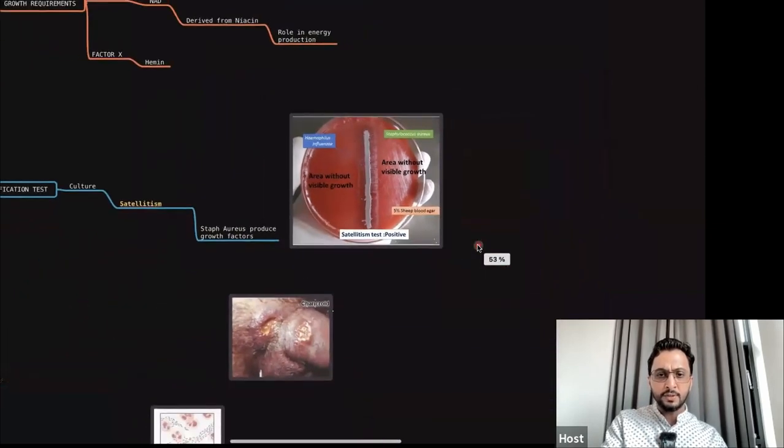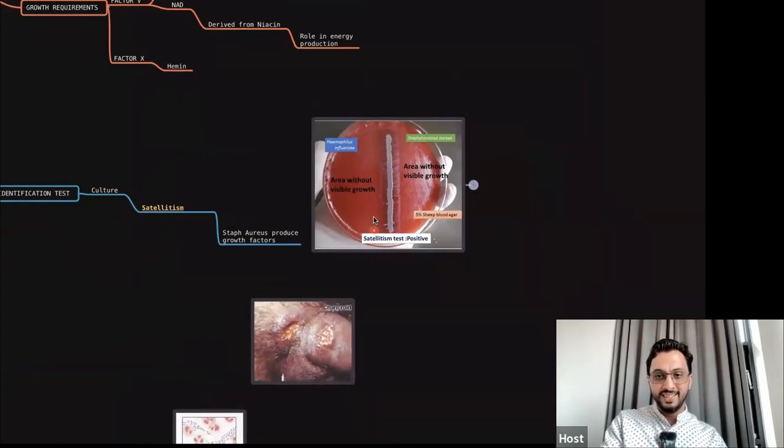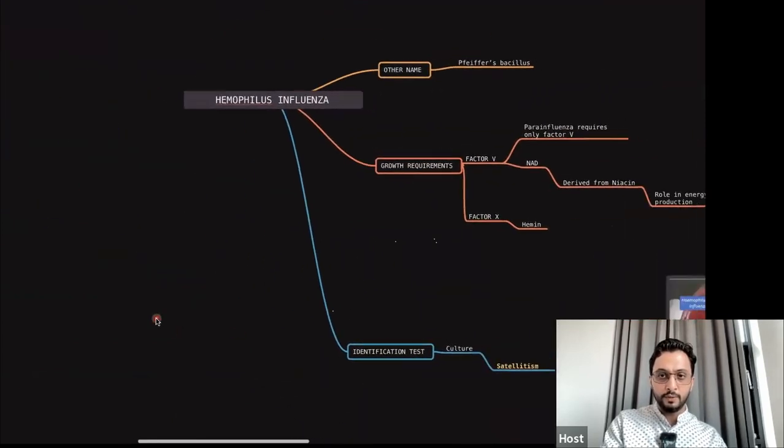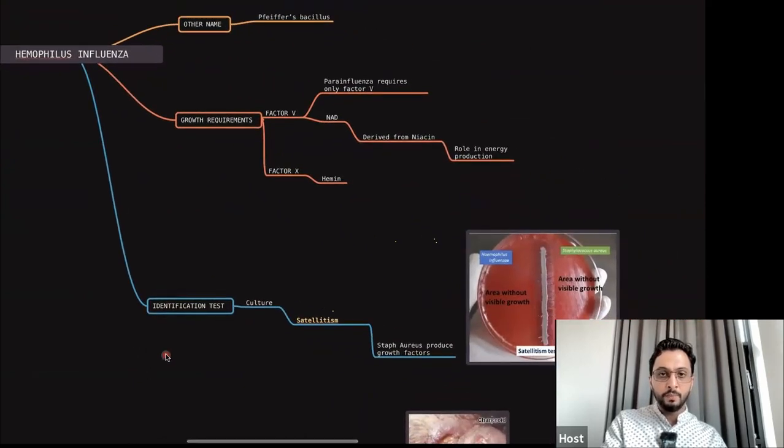They can either give you this picture and ask you to identify the bacteria, maybe marking the Staph aureus, or they can simply ask you, satellitism is shown by which bacteria? Haemophilus influenzae. So a quick review.